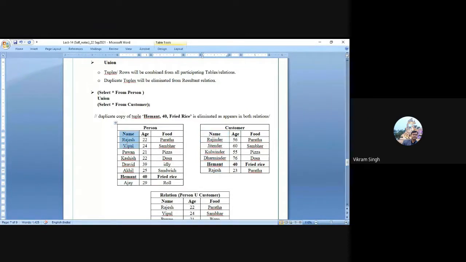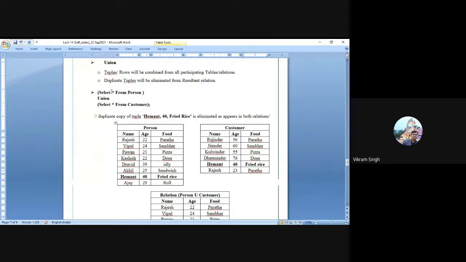And now you can see between these two, person and customer, the domain of each attribute is similar. For name, we are using the same domain in both database tables. The second attribute is age. Here also the second attribute is age. The third attribute is food. In the case of customer also, the third attribute is food. So whenever we are using union as an operator to combine or to aggregate values from two different sets, it is important to see the domain of the attributes.